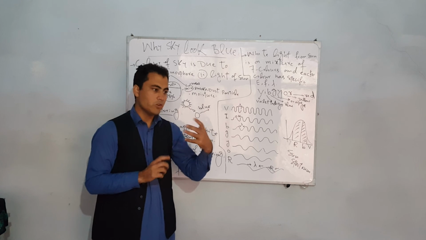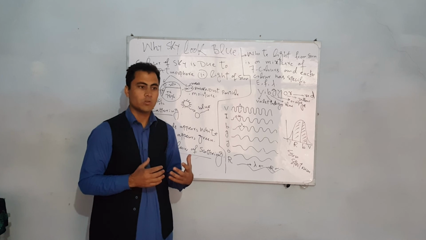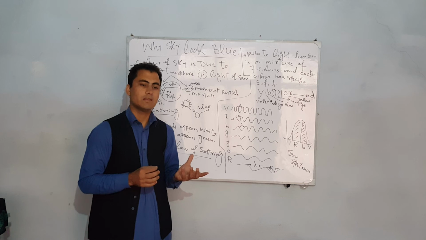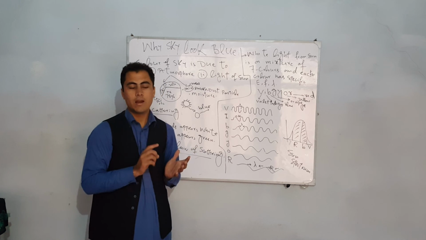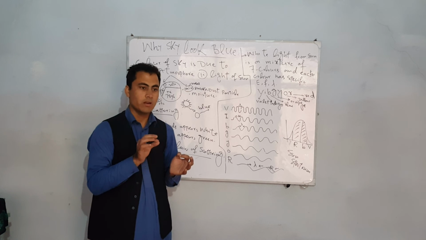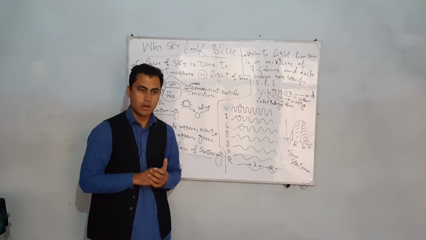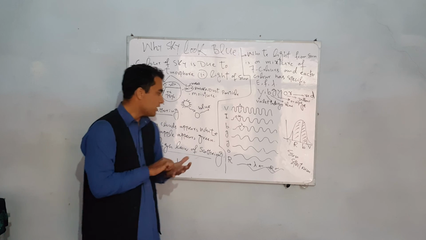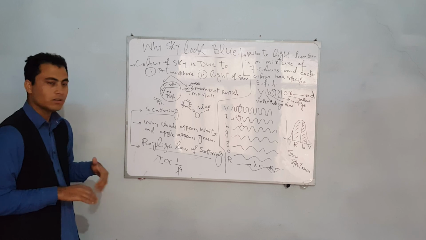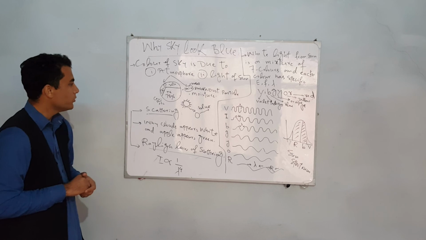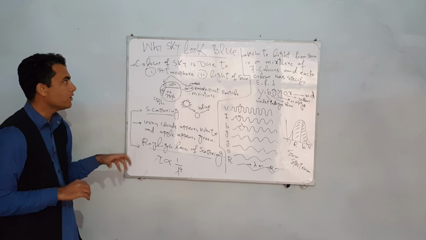So in this universe, we see the colors of different things are different. The main reason behind that is basically the phenomenon of scattering. So when light scatters from a particle, it looks in a particular color. So that's why we see different colors in our universe. So I hope you got a basic idea about why the sky looks blue.